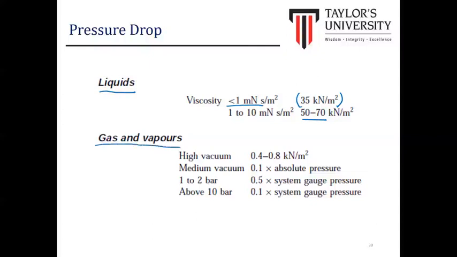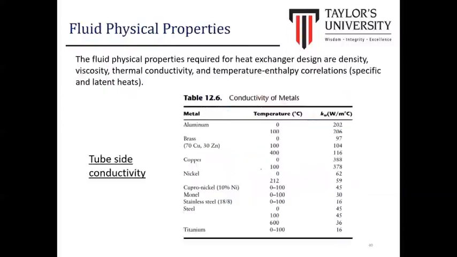How about for the gas or vapor? If we have high, medium, these are the ranges for the pressure drop. For the medium vacuum, you can multiply by 0.1 times the absolute pressure. For pressure in the range 1 to 2 bar, you can use this or 0.5 times the gauge pressure. And if it is above 10 bar, you may multiply the system gauge pressure by 0.1.